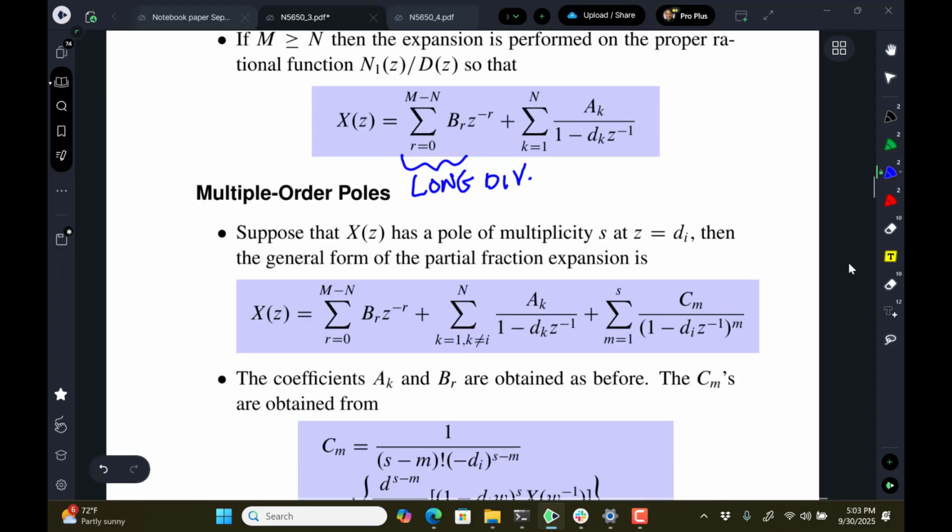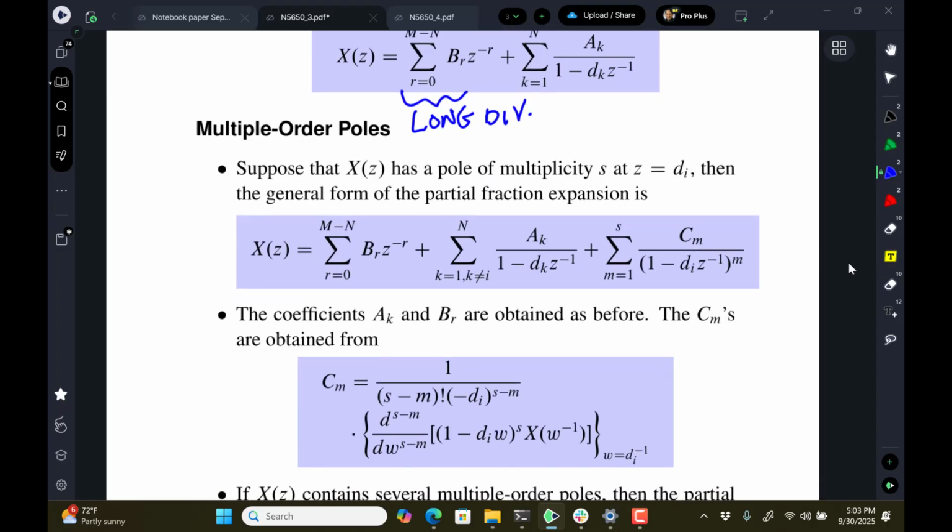That's done first off. If we have multiple ordered poles, so if some pole has a multiplicity s, in other words, it's repeated s times, and it's at location z equals d sub i, then we have to expand the above formula to add this other term at the end. So we have to add this stuff. Those are for all the repeated roots. And this is a nasty formula, just plain nasty, I think.